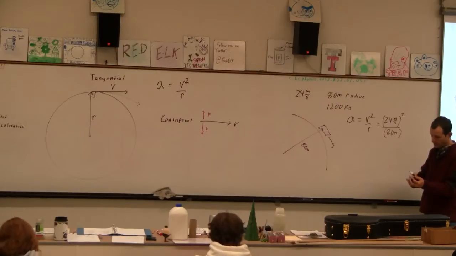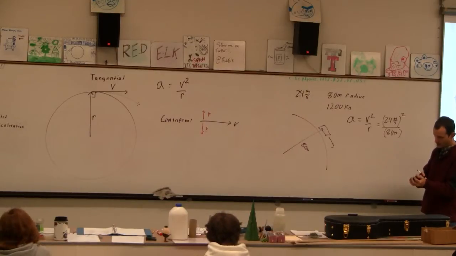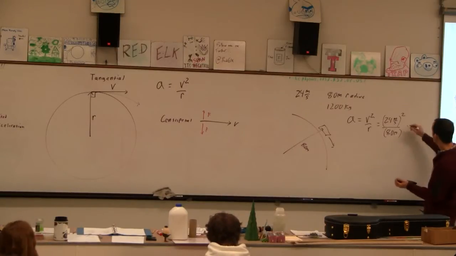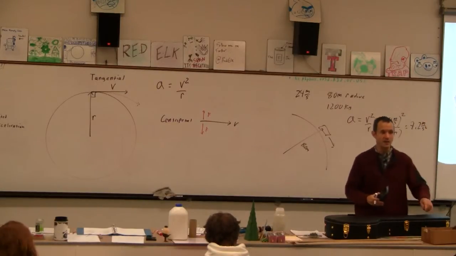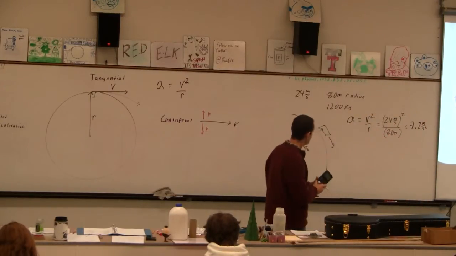So 24 squared divided by 80. And this ends up being 7.2 meters per second squared. So the units all work out. It is meters per second squared. This is at least hopeful, right? We know that the formula is not necessarily wrong, but you know, there it is, right?